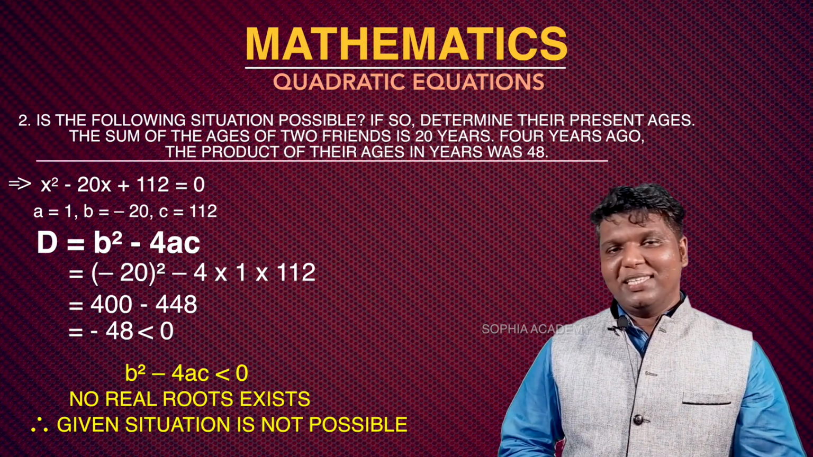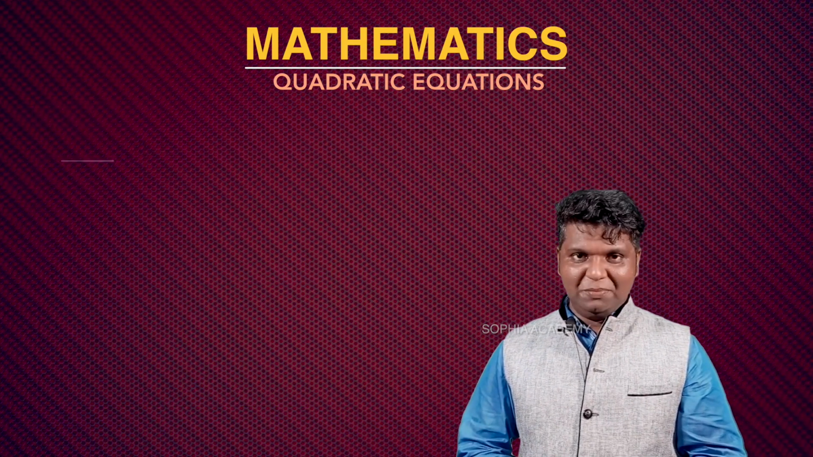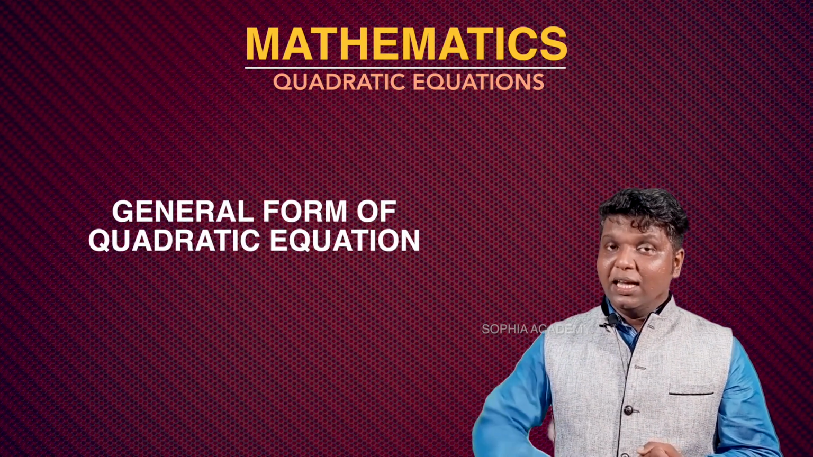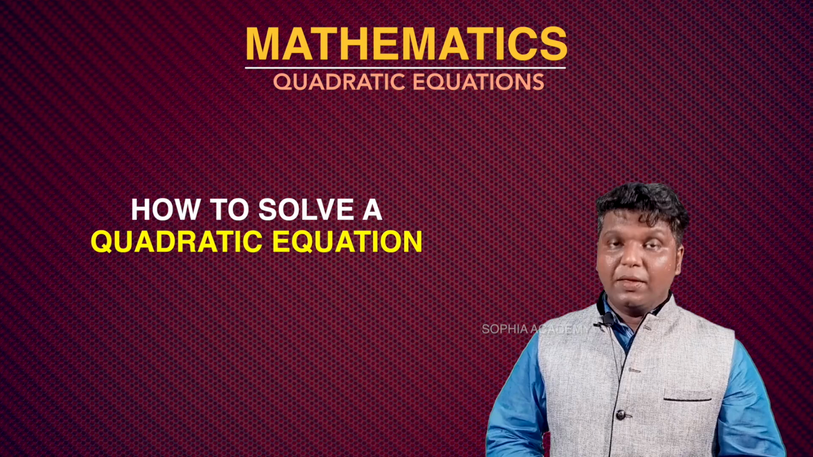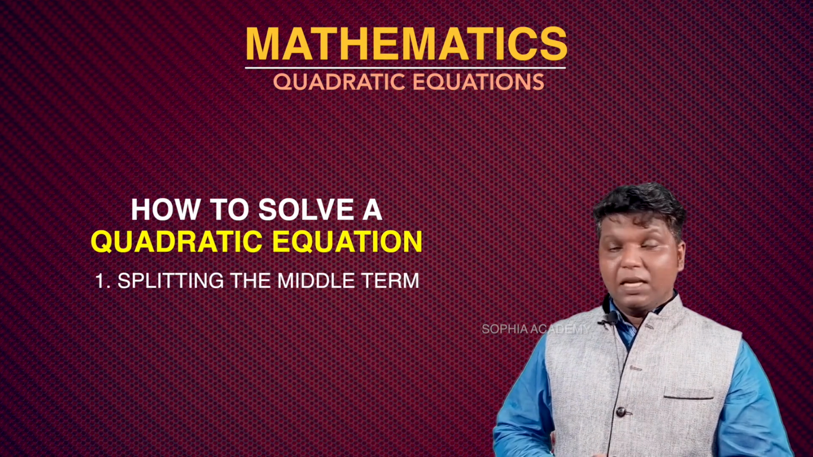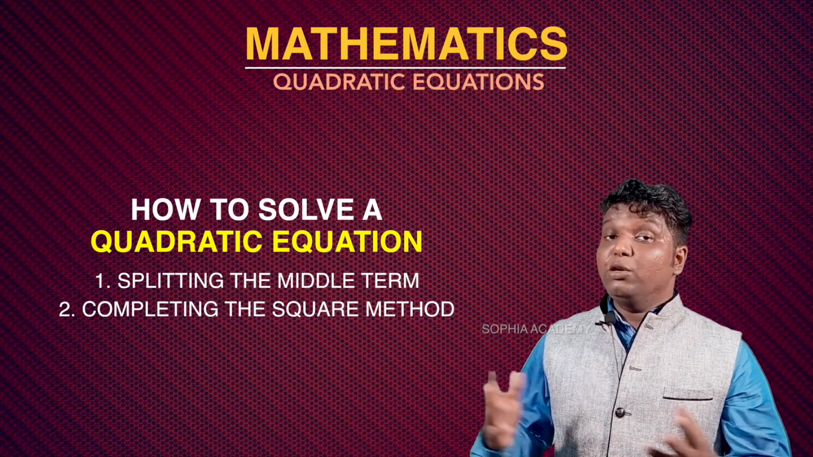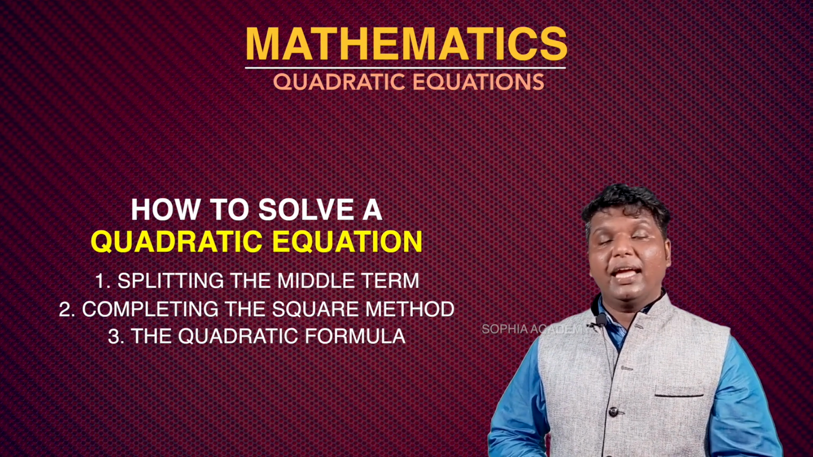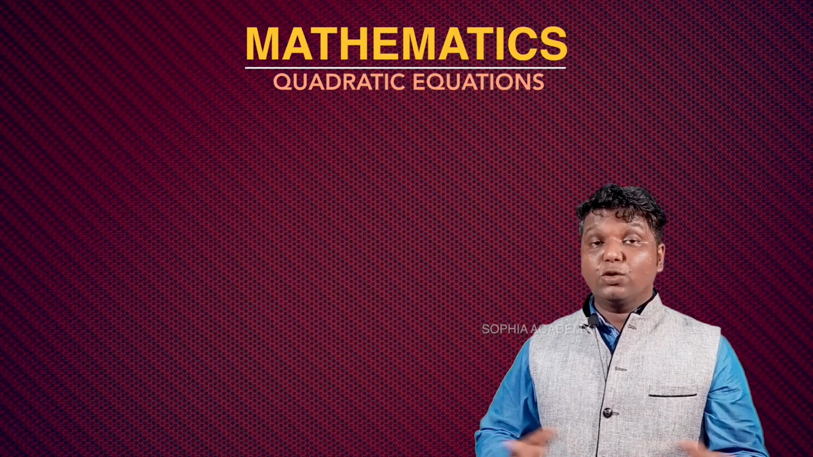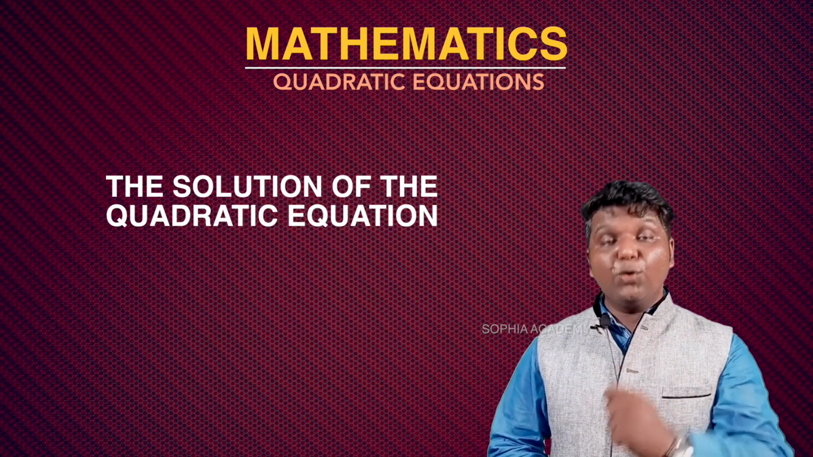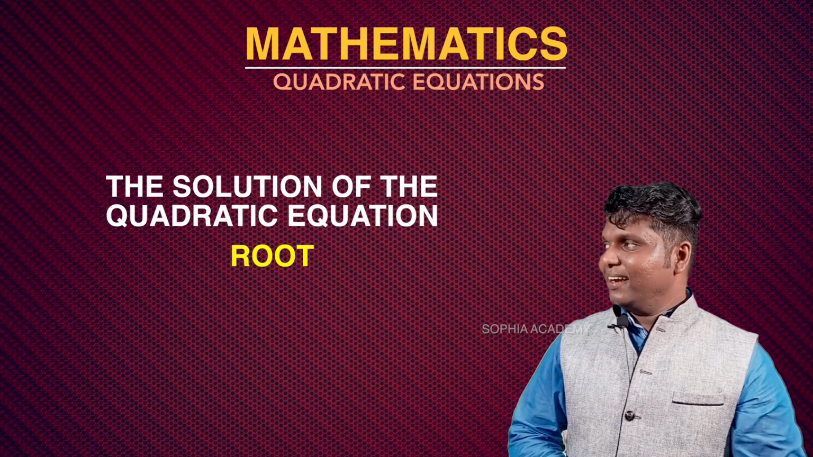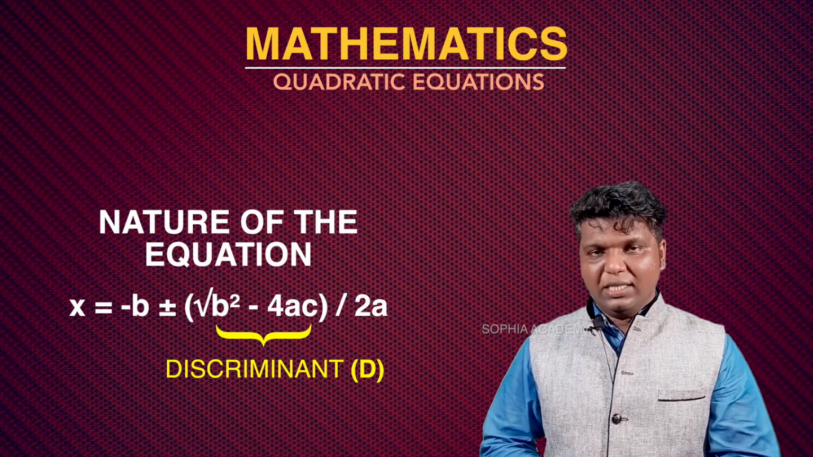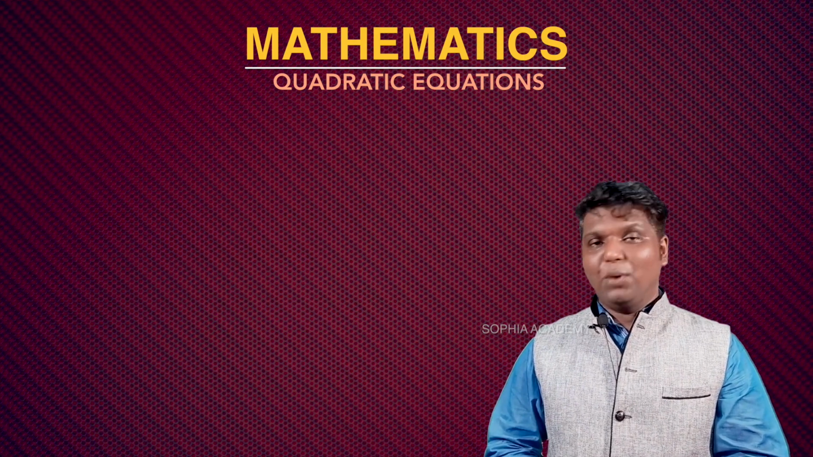So hope you understood today's class. This is all about this chapter. In this chapter, we studied quadratic equations, the general form of a quadratic equation, and how to solve the quadratic equation, that means by splitting the middle term, by completing the square, and by using the quadratic formula. These are the methods which we studied to solve a given quadratic equation. And the solution of a quadratic equation is always called the root of the equation, right? And then we studied the discriminant, or the nature of the quadratic equation. So this is all about the chapter. I hope that you understood the chapter very much.